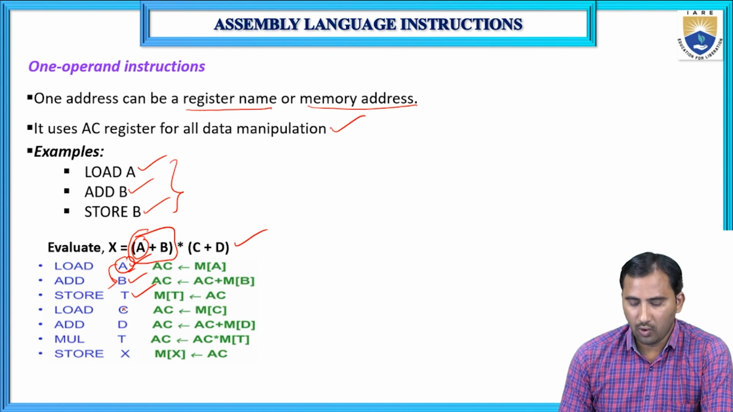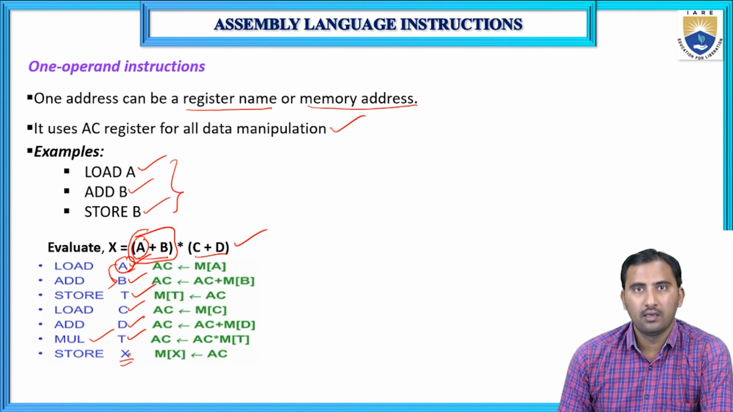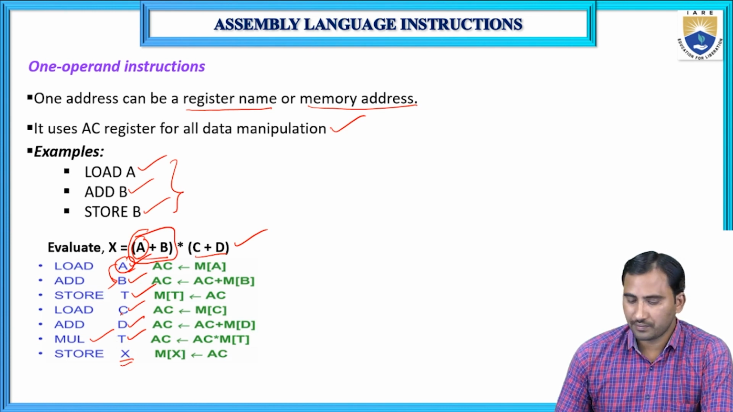Next, we are loading the C value. Then we are adding the D value with C. Then the result will be stored in the T location. Finally, we are performing the multiplication between this and this. So finally, you will get the value that we are storing in some memory location X. So this is a one operand instruction.